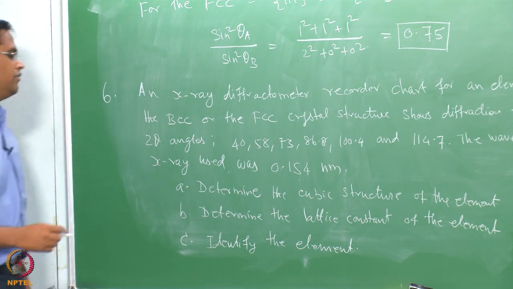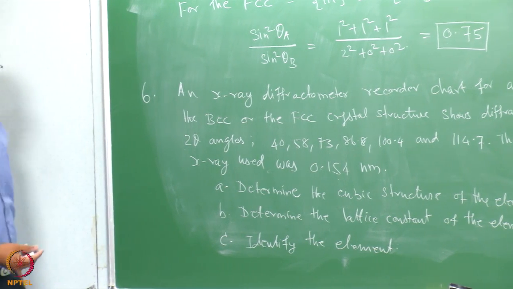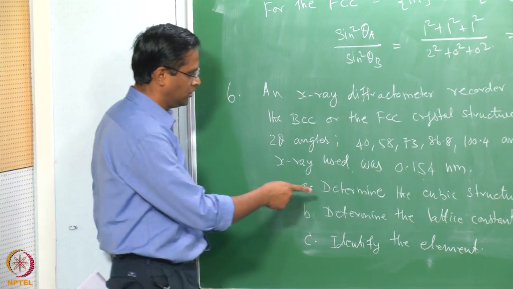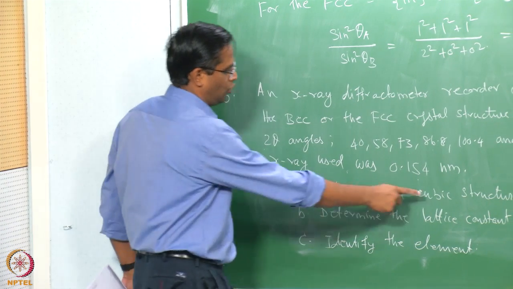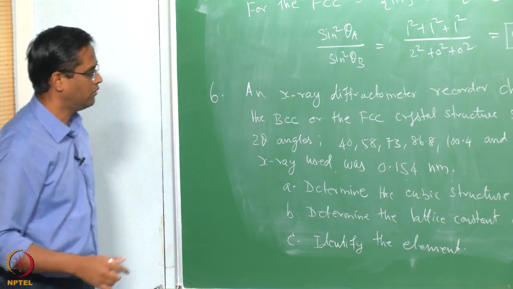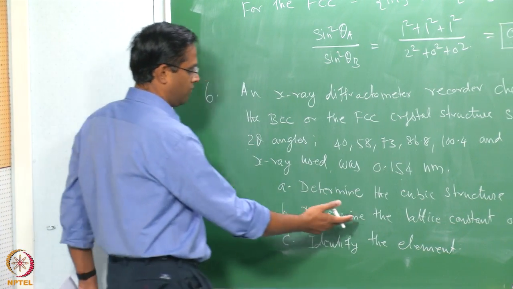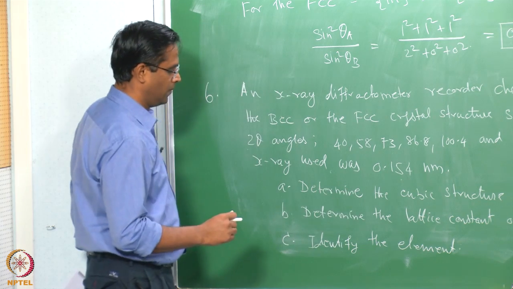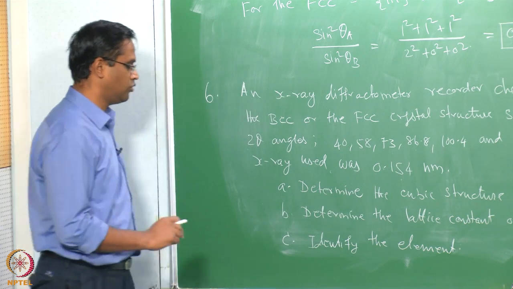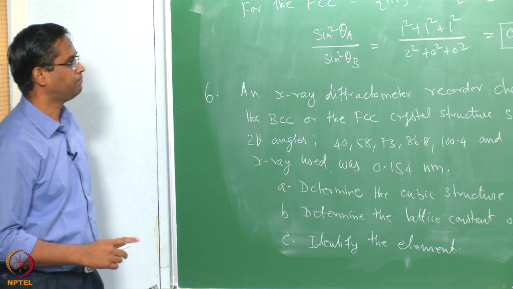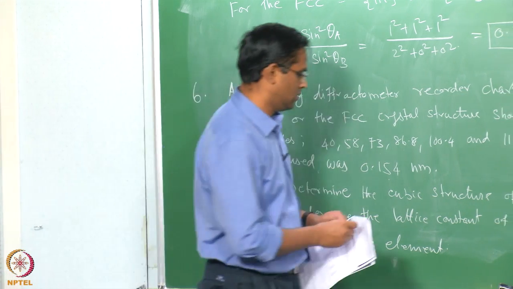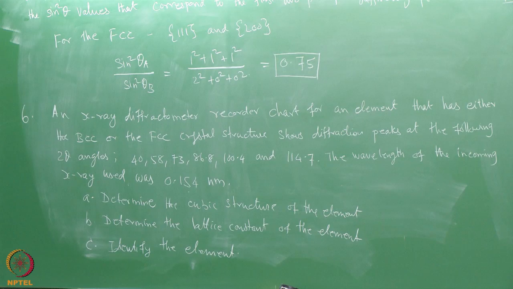C, identify the element. So, since it is already shown as cubic, we have to find out whether it is BCC or FCC, and of course, we have to calculate the lattice constant, and then we also have to identify the element. We will solve this using the known relations whatever we have already discussed.